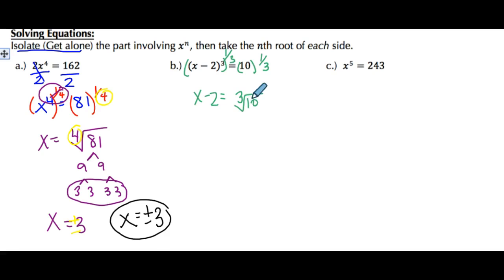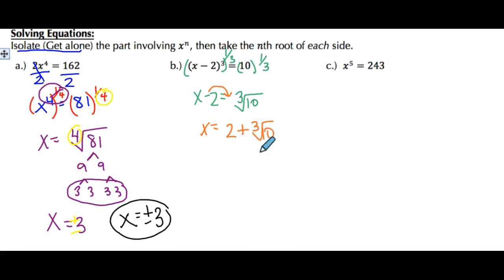Now 10 only breaks down into 2 and 5. Neither of them is going to break down any further. I can't actually simplify the cube root of 10, so I'm going to leave it as the cube root of 10. The only way I can solve this is by moving over the 2. So x is going to equal 2 plus the cube root of 10.